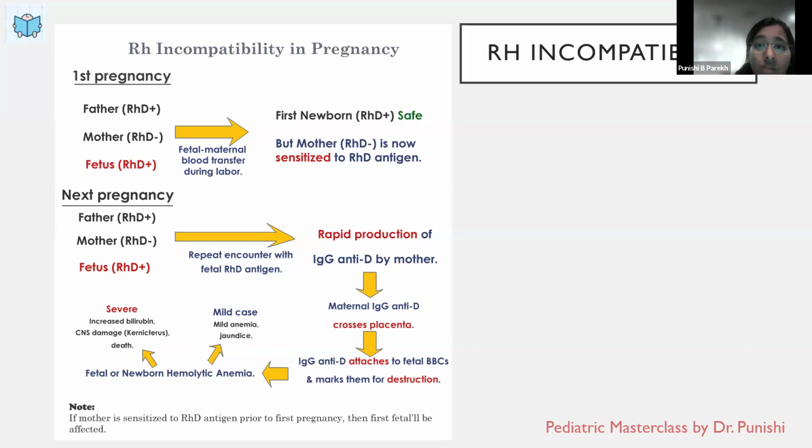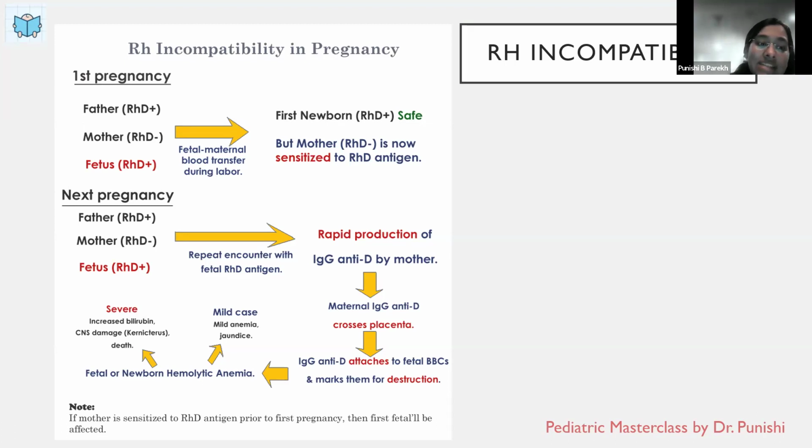So when there is contact of this blood, the mother who's Rh negative is sensitized to this antigen from the fetus and starts producing anti-D antibody. But the first newborn is safe because he's already delivered and out. Who gets affected is the second child.